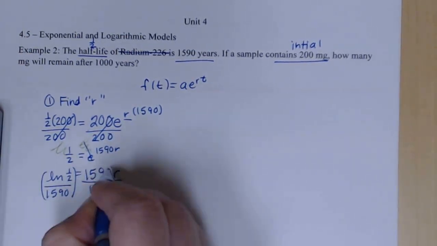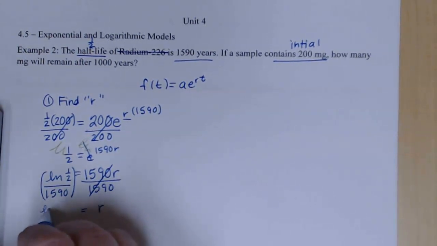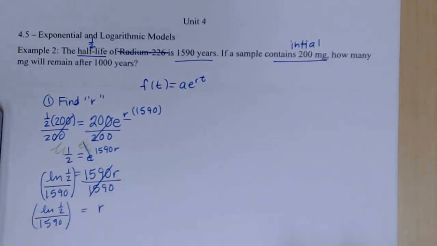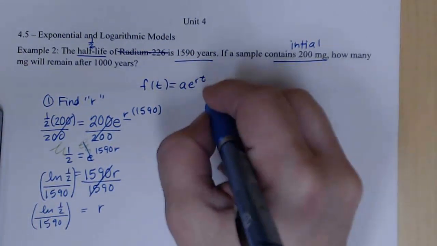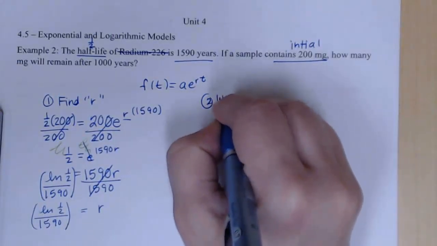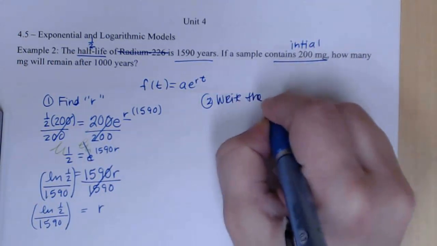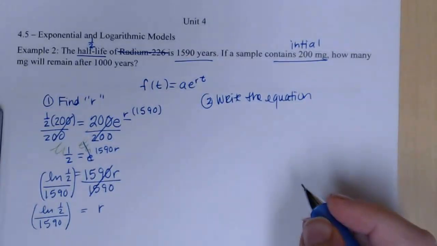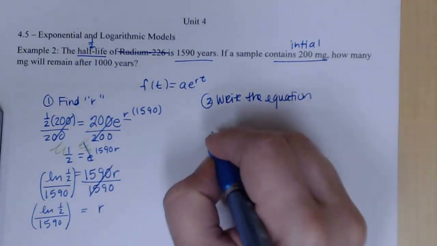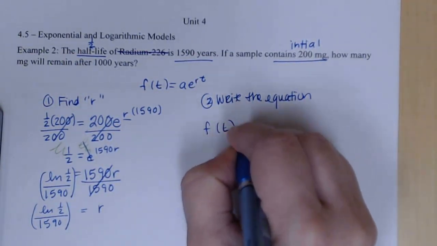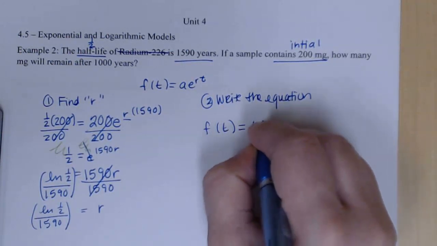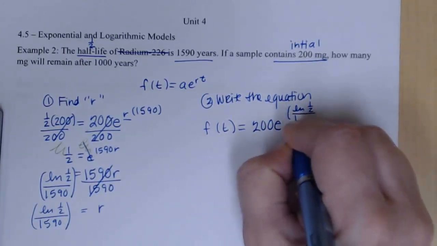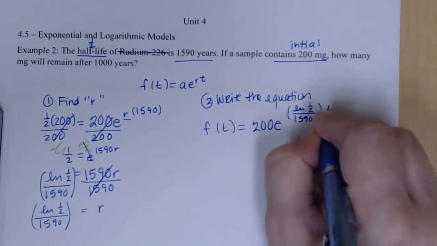And again, that's going to be my entire r value. I'm not going to go to my calculator because I want to use an exact value. I don't want to use a rounded numerical value. So step 2, I want to write the equation. I'm pointing out these steps because I want you to see the steps are similar no matter how the examples change. So I have f of t is equal to 200 e to the ln 1/2 over 1590 to the t.